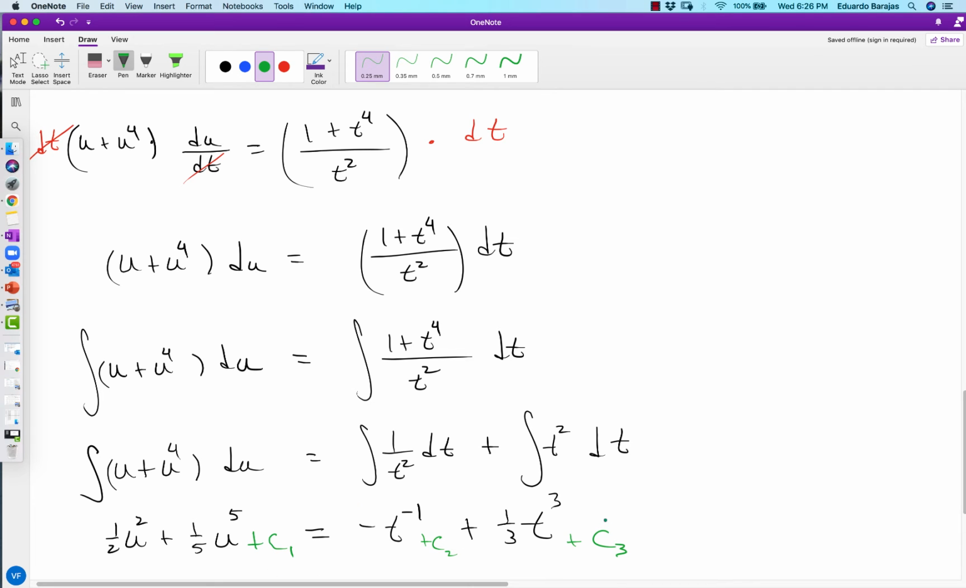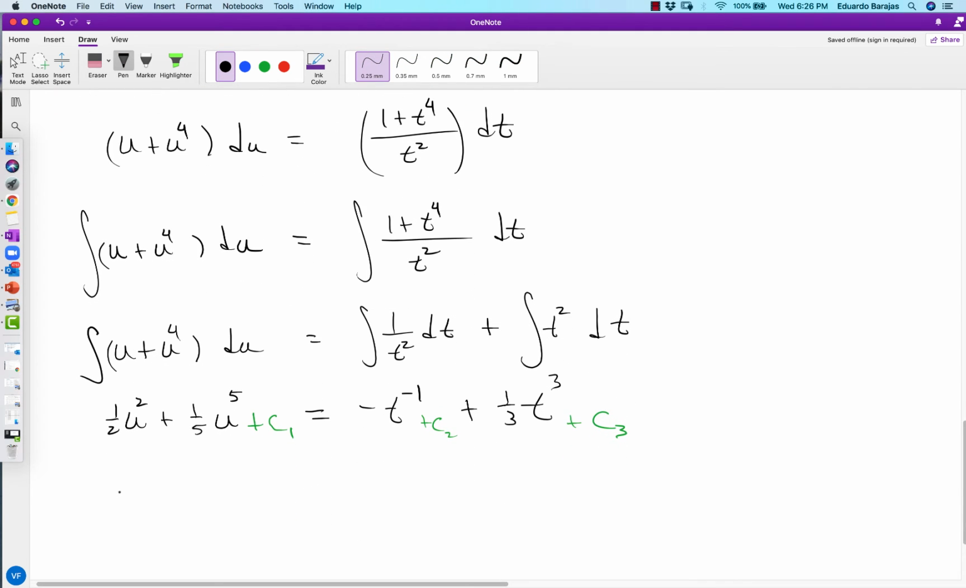And now if I bring this one over and kind of bring them all together, I could say that this is equal to 1/2 u squared plus 1/5 u to the 5th equals minus 1 over t plus 1/3 t to the 3rd. And then I'd have this plus the first constant, plus the second constant, plus the third constant minus the first constant.